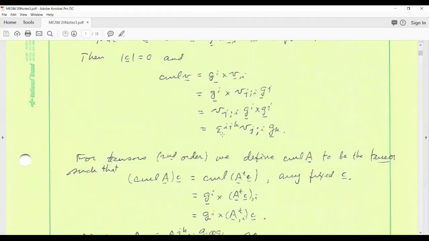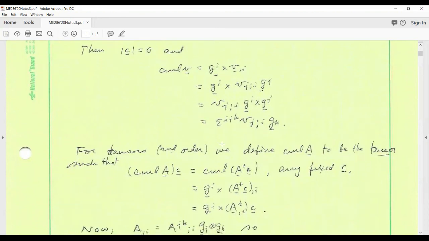You won't, not for this specific tensor, but for a third order tensor in general. Okay, so this is very similar to the Cartesian formula, which would just be an epsilon ijk v_j comma i with an e_k over here in Cartesians.